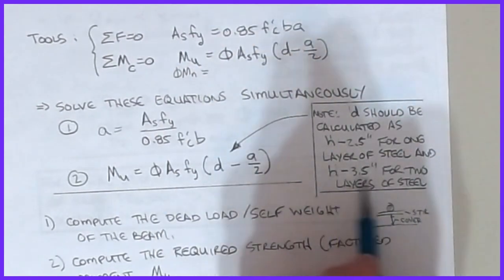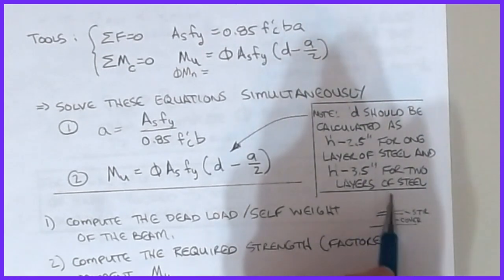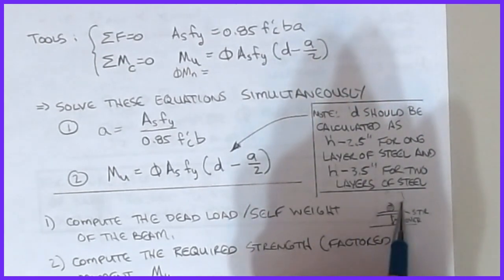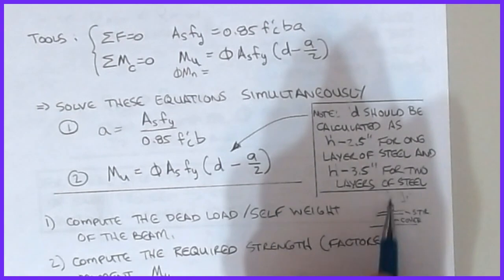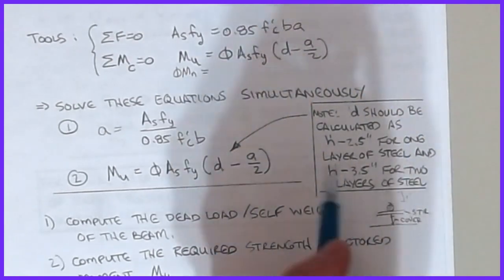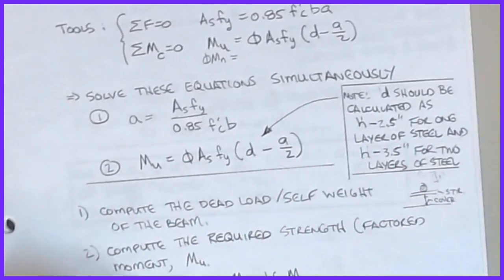Likewise for h, when I add a second layer, if I assume that these are 1 inch plus some extra distance apart, I basically, in effect, add an inch to that calculation as well.